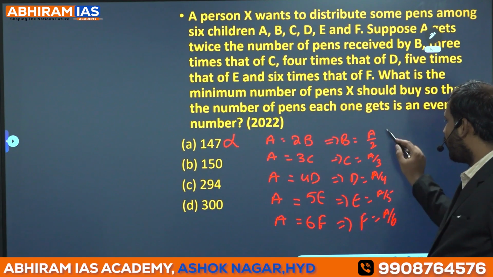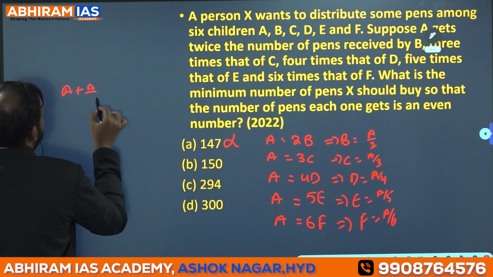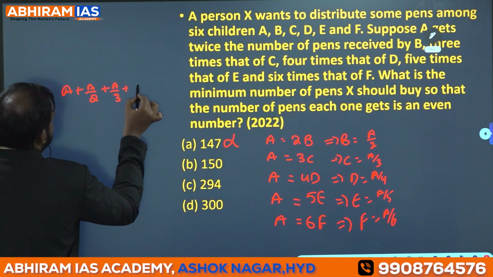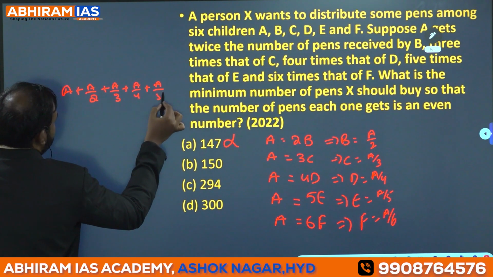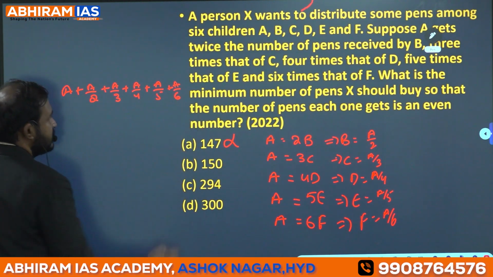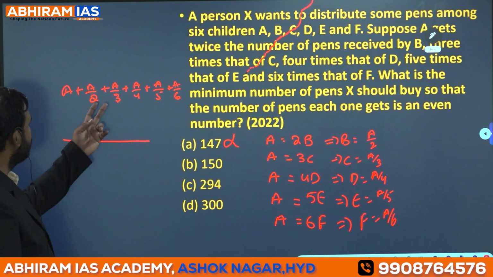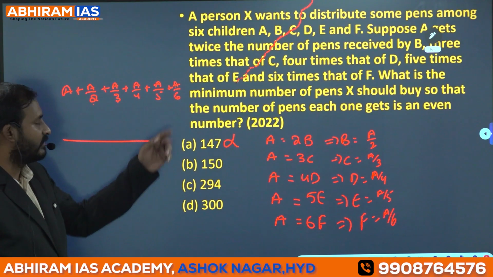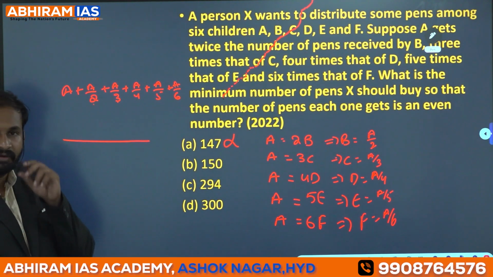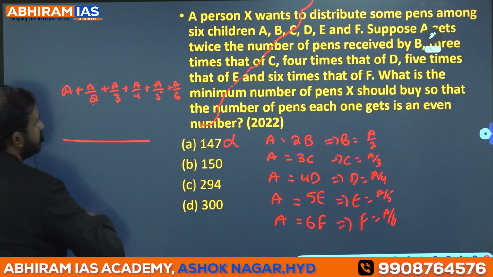Now the sum of all these values, that means A plus A by 2 plus A by 3 plus A by 4 plus A by 5 plus A by 6. This is the sum of all numbers. Now what will happen to this? We will see. What is the LCM of 2, 3, 4, 5 and 6? What is the LCM, students? No need to find for 2 and 3. Simply find the LCM for 4, 5 and 6. What is the LCM for 4, 5 and 6? What do you get as the LCM? 60. Just now we have seen that.